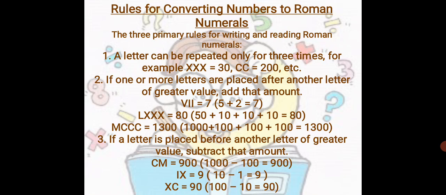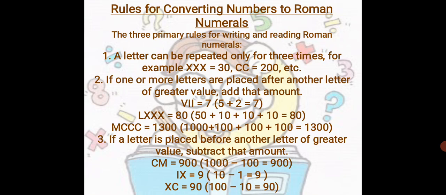Before winding up today's session, children, I will discuss with you the 3 rules for converting numbers to Roman numerals. There are 3 primary rules for writing and reading Roman numerals. A letter can be repeated only for 3 times. For example, X, X and X.